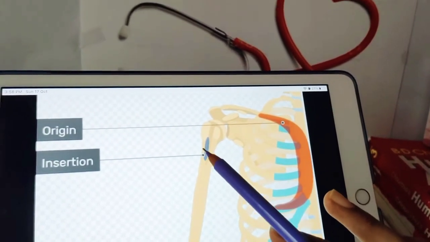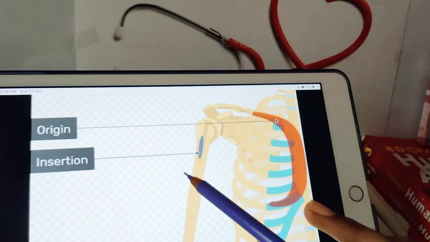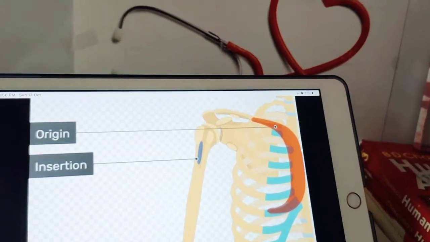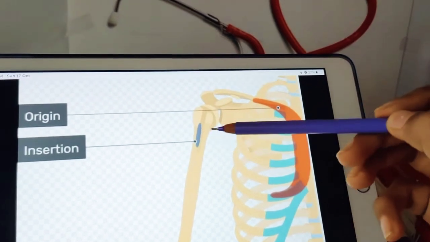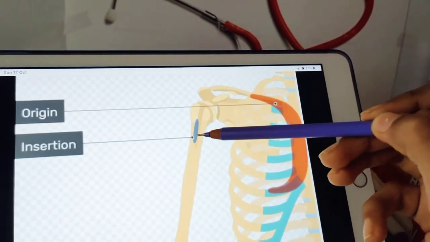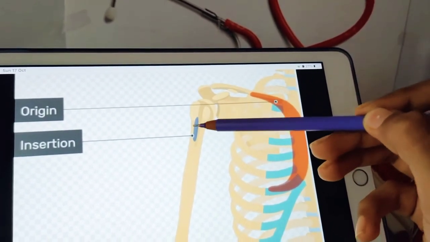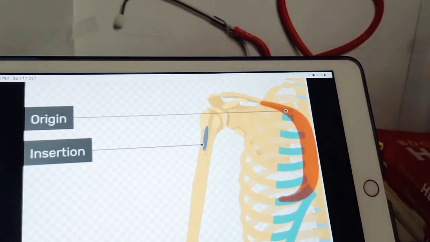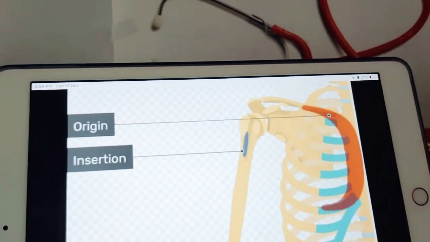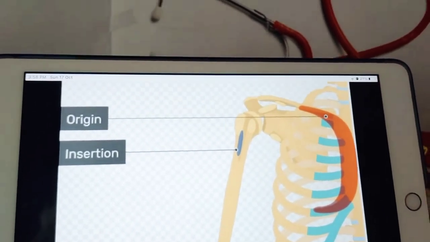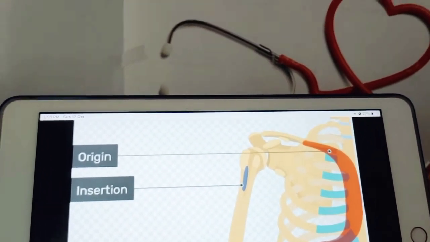Where will it be inserted? It is inserted by means of a bilaminar tendon on the lateral lip of the bicipital groove. This will be the medial lip, this will be the lateral lip. So on the lateral lip of the bicipital groove it attaches, and the two laminae are continuous with each other inferiorly. So this is about the origin and insertion of pectoralis major.